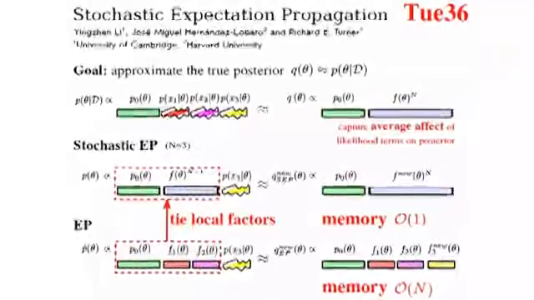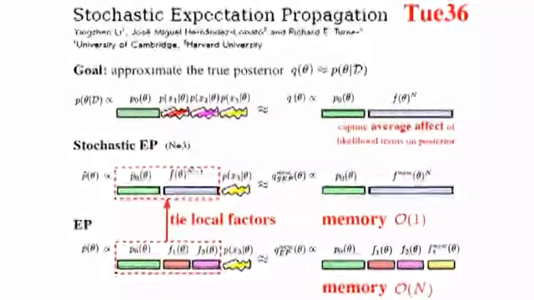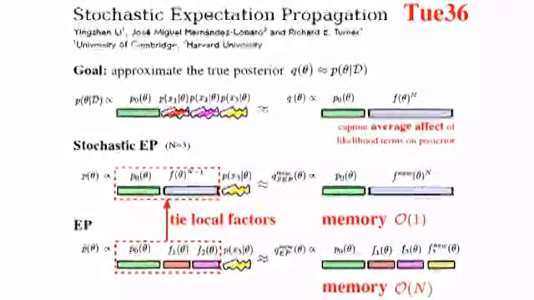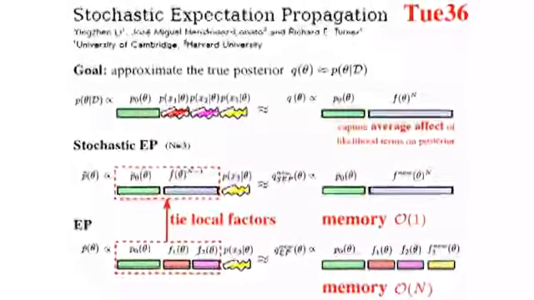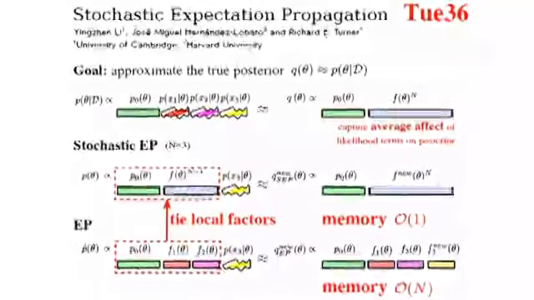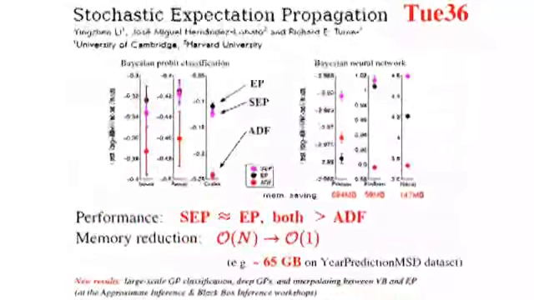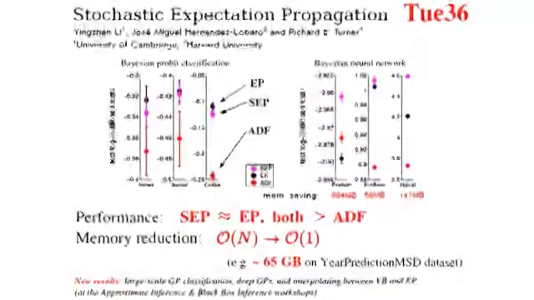So the core idea here is that now the factors are approximating the average effect of the likelihood terms on the true posterior. And during training time, in each iteration, we sample one likelihood term to do stochastic updates. And importantly, we need to mention that the relationship between stochastic EP and EP is the same as between stochastic variational inference and variational inference.